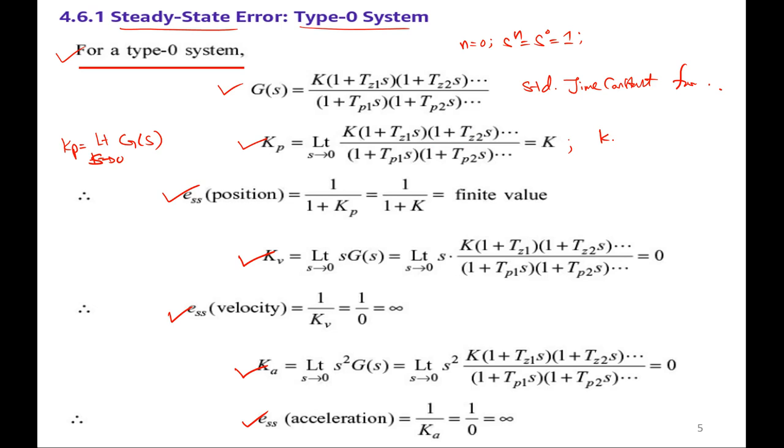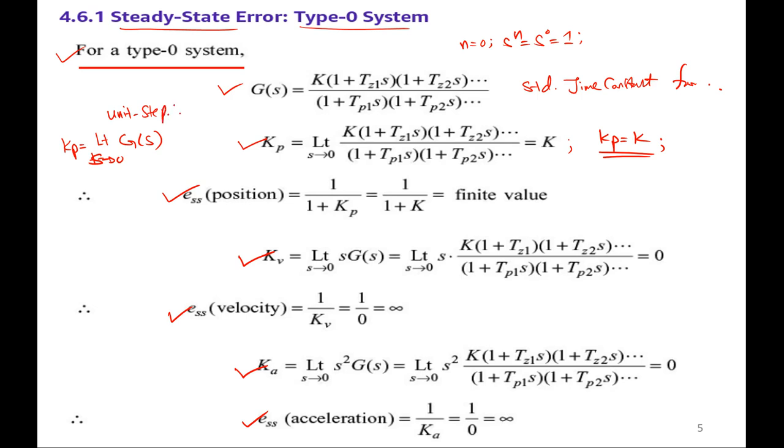So Kp is equal to K, we got. Kp is equal to K, which means the position error constant depends on the system gain K, right? Then what is the steady state error associated with this? We'll see whenever the input is unit step.